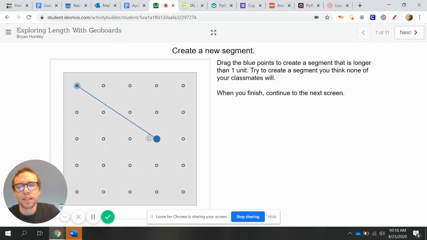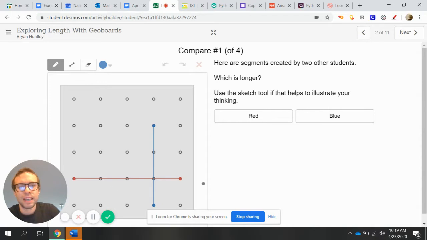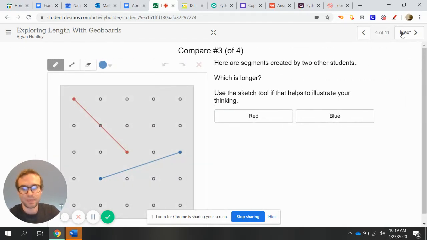You can drag this. So they're showing you how to use the Geoboard. They tell you to answer this question, and you're going to keep on going through it. And then you're going to answer this question using the sketch tool. You can use any of these. This is straight lines. It's just free sketch. You can erase, change the color. And you're just going to answer those questions honestly and see what you know about these different types of lines.